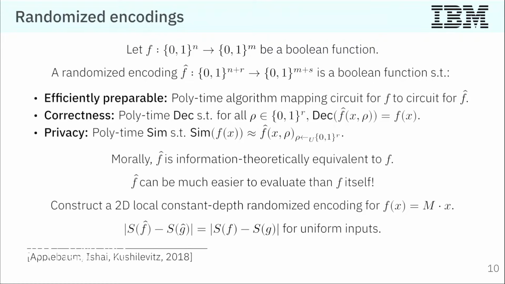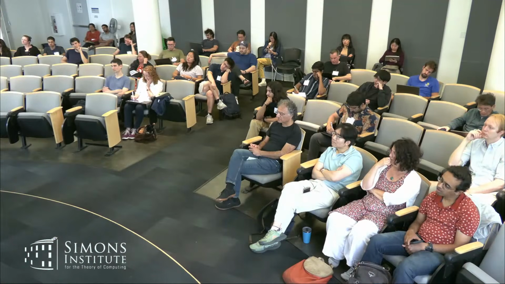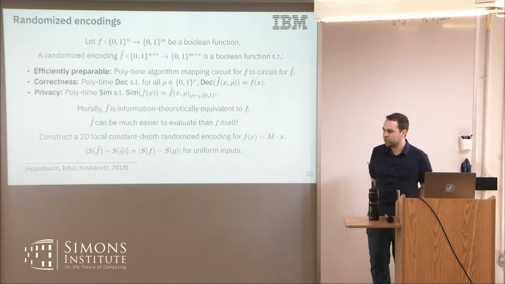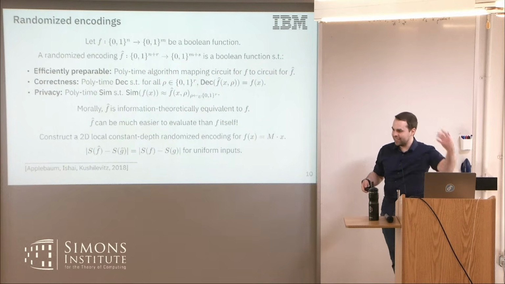Yes? Is this somehow the analog of subsystem codes? Because it's like a gauge thing, and then you get constant stabilizers. I don't know. I don't know subsystem codes very well, so I don't know. But maybe we can talk about it afterwards.